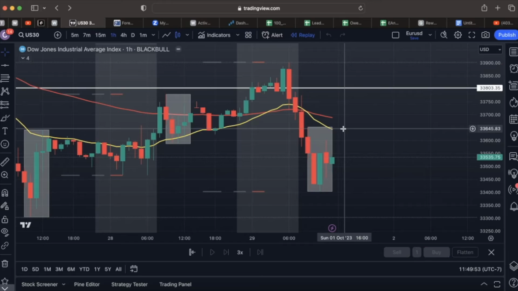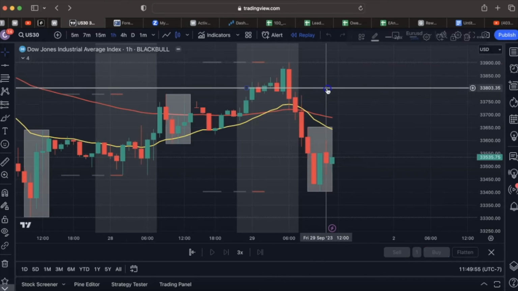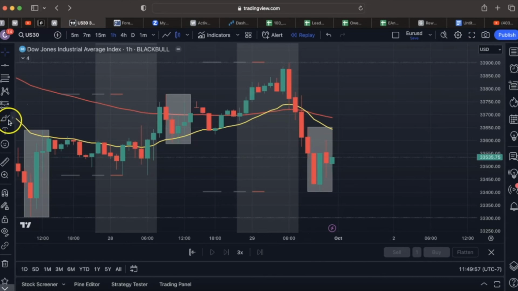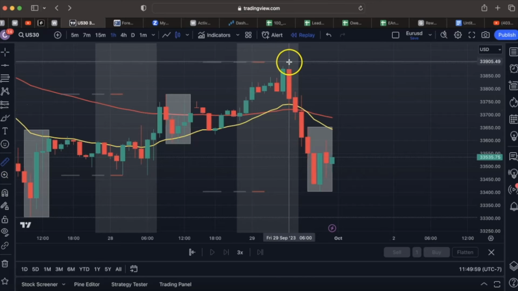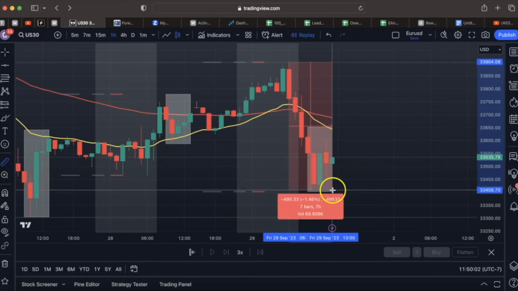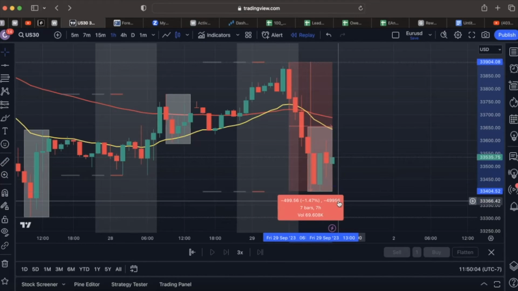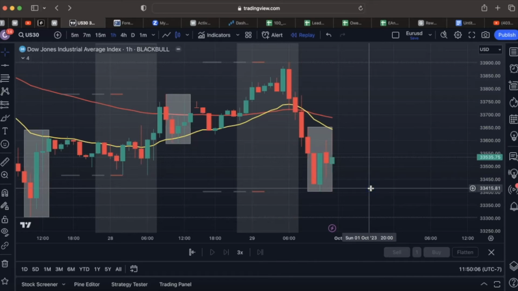Let's now go to US 30. So we can see that the US 30 has a much bigger range. From the high right here to the low right here, it's about 5,000 pips, guys. So I think what I would do for the Dow Jones is I would have it every 1,000 pips, okay?